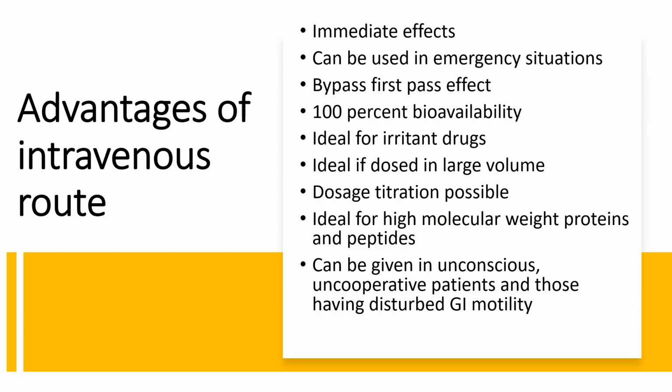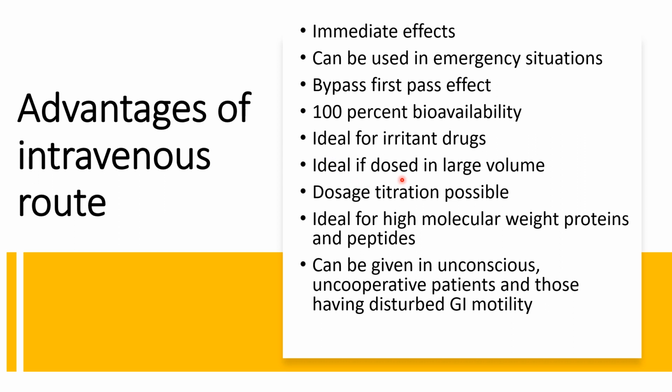Advantages of intravenous route include, as it is directly injected into the vein, it would enter the systemic circulation immediately and would have immediate effects. It would have 100% bioavailability, and it would be used in emergency situations, and it would bypass the first pass effect because it would not enter the gastrointestinal tract, and it would be ideal for irritant drugs.